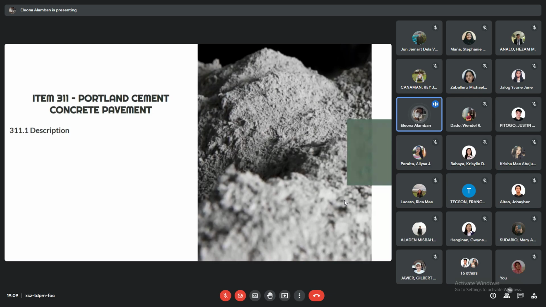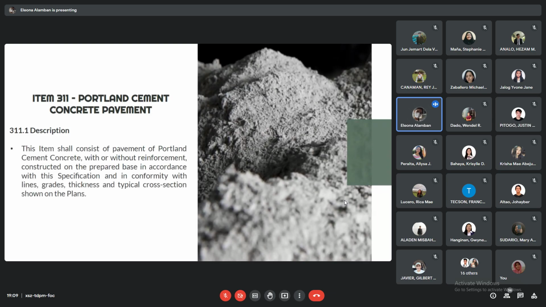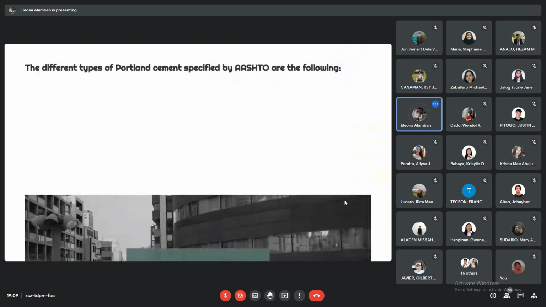Its description is: this item shall consist of pavement of Portland cement concrete with or without reinforcement, constructed on the prepared base in accordance with this specification and in conformity with lines, grades, thickness, and typical cross-section shown on the plans. Now, there are different types of Portland cement specified by AASHTO.